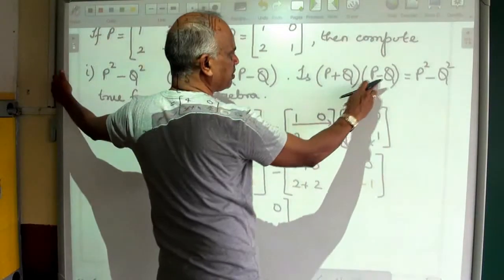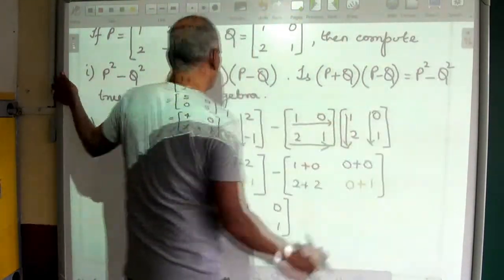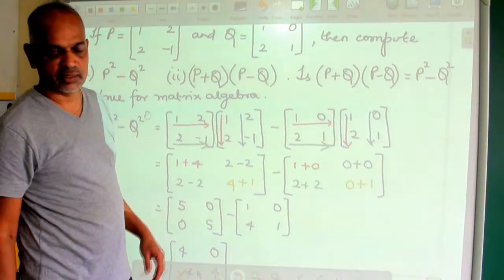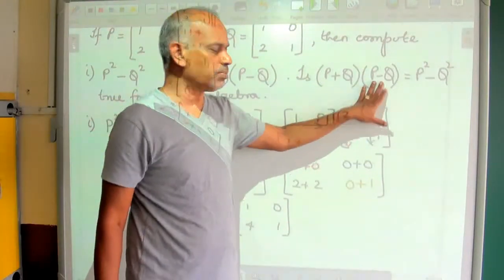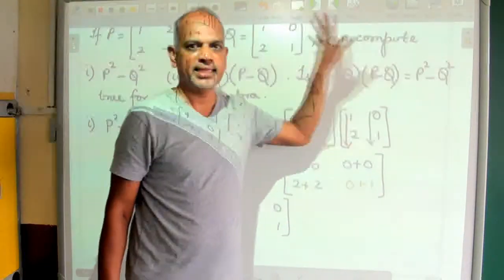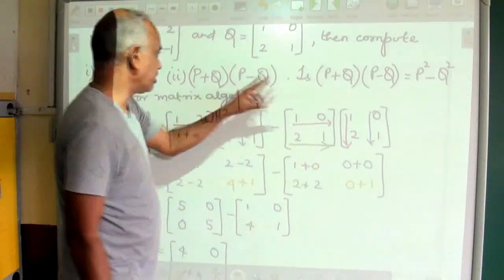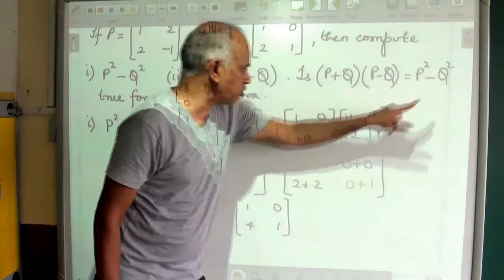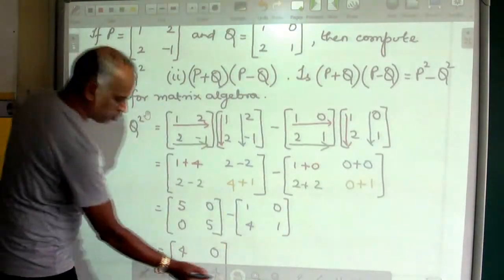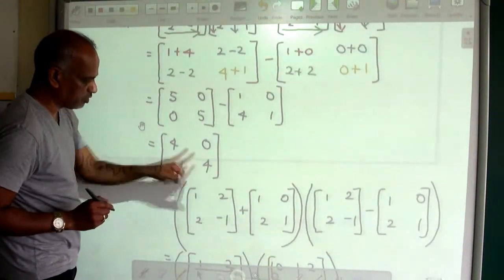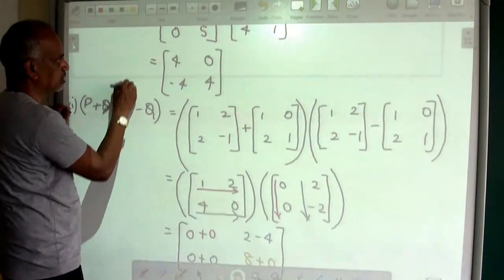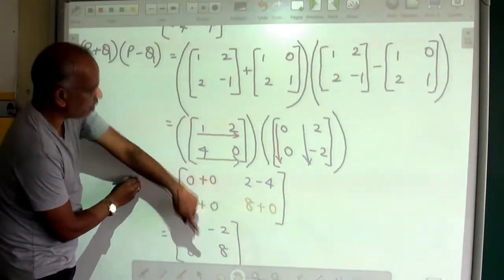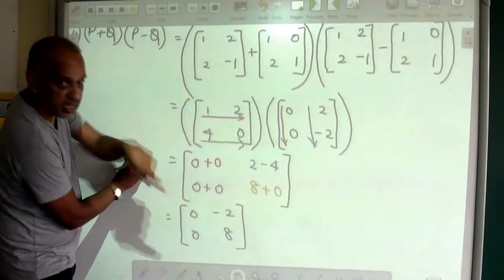The third question is: is P plus Q into P minus Q equal to P squared minus Q squared true for matrix algebra? For normal algebra, this is correct. P plus Q into P minus Q gives you P squared minus Q squared. That's normal algebra. But whether this is true in matrix algebra or not, let's check. You already know P squared minus Q squared is 4, 0, minus 4, 4, and this one's answer is 0, minus 2, 0, 8. Are these two equal?